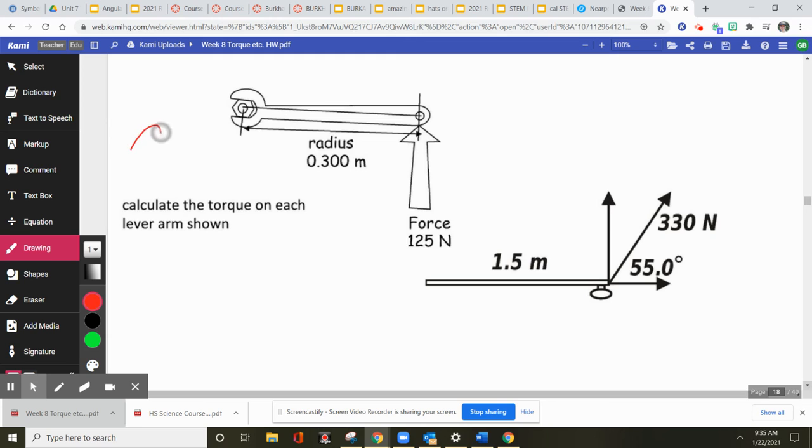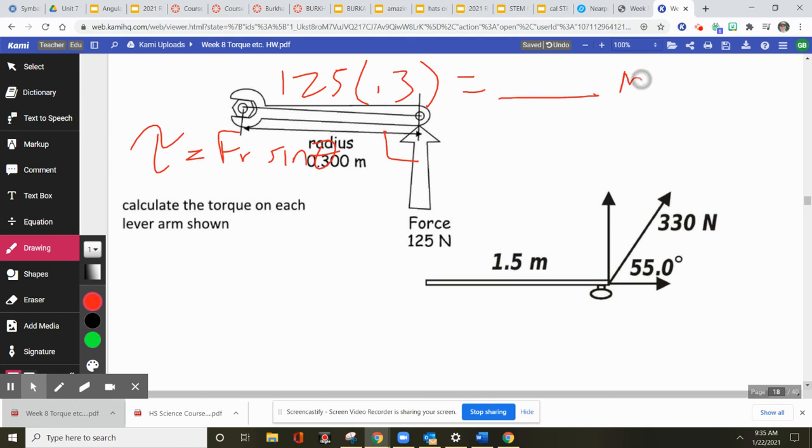So torque is equal to force times R times the sine of the angle between the force and the lever arm. And if the angle here is 90, then sine of 90 is 1. So for this one, we could just do 125 times 0.3. And remember, the unit is meter Newton, not Newton meter.